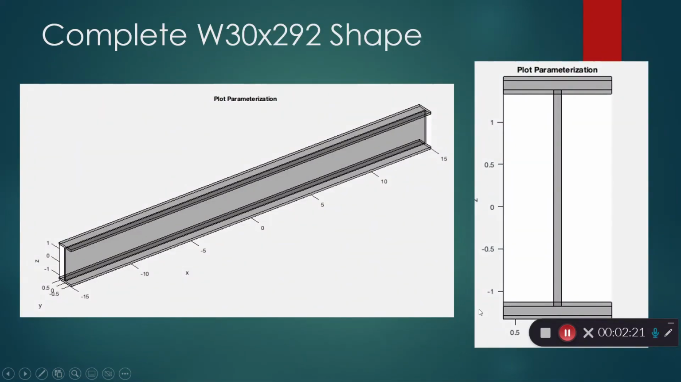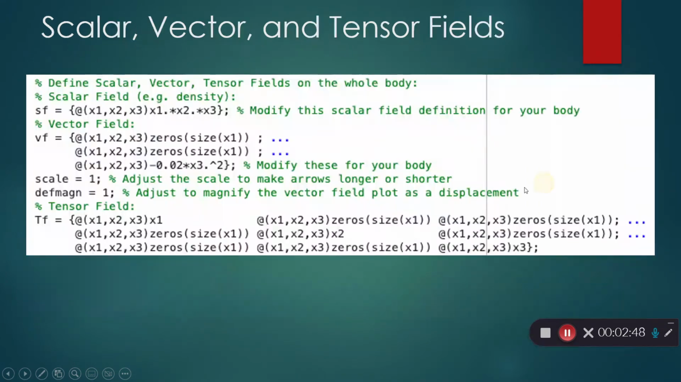And here's what my beam looked like in the plot parameterization window. This just shows you the size comparison of all the bodies put together. So here's the beam itself and then a cross section of the beam. And as you can see, I had the 0 and 0 right here, so that puts the origin right in the center of the beam.